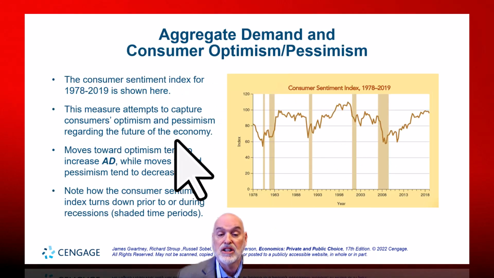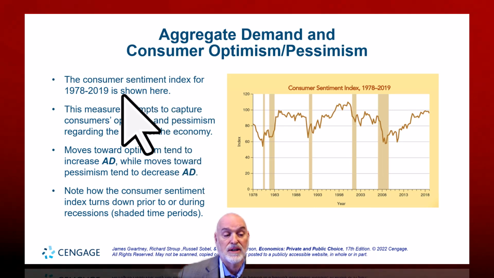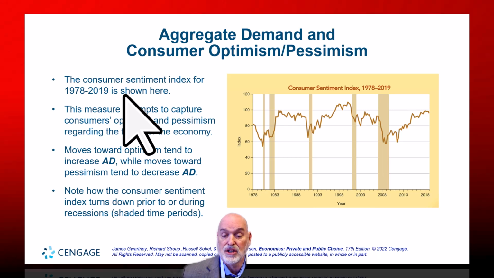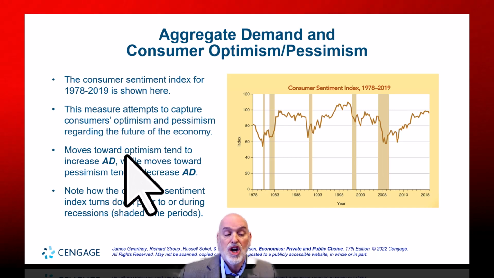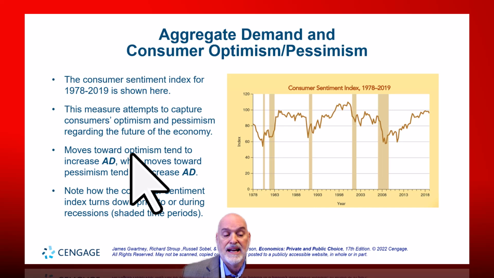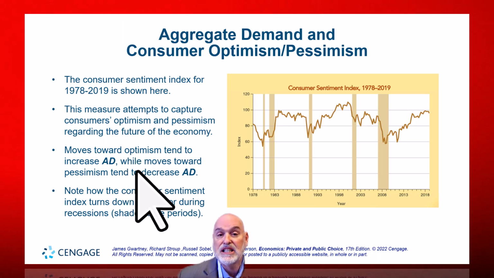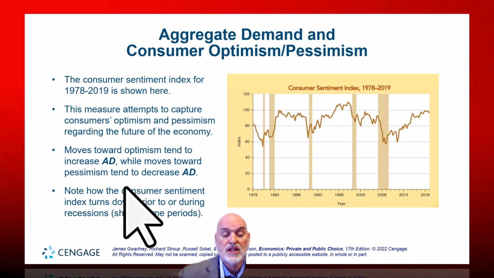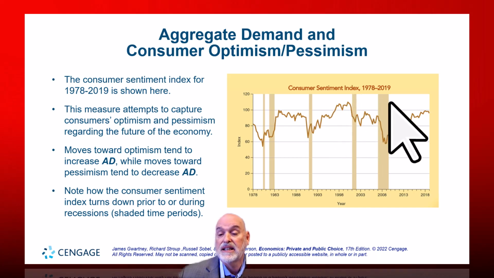Aggregate demand and consumer optimism and pessimism. The Consumer Sentiment Index for 1978 to 2019 is shown here. This measure attempts to capture consumers' optimism and pessimism regarding the future of the economy. Moves toward optimism tend to increase AD, while moves toward pessimism tend to decrease AD. Note how the Consumer Sentiment Index turns down prior to or during recessions, which are represented on the graphic here by these shaded areas.